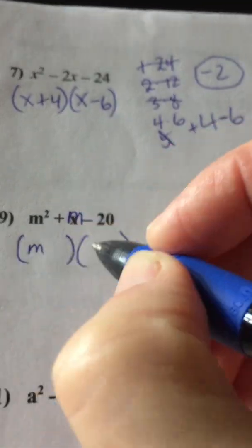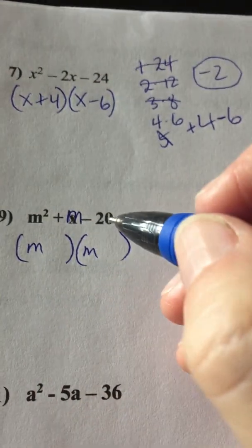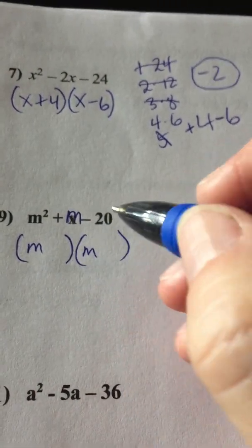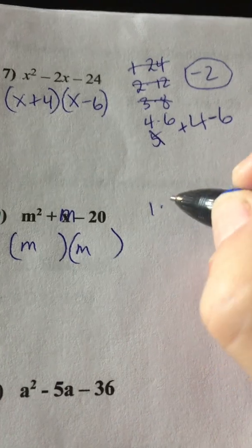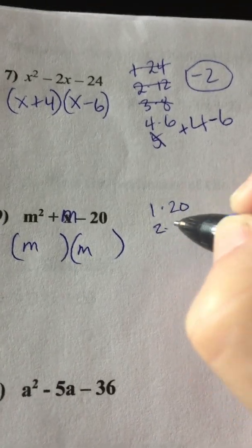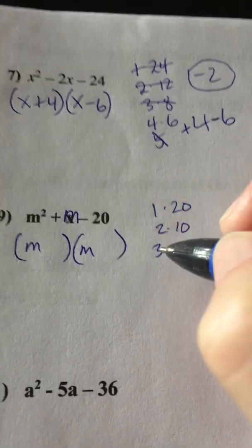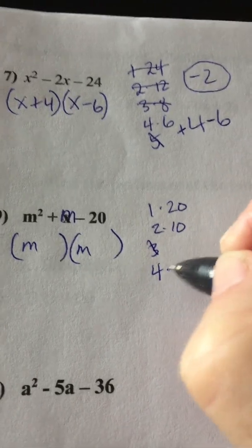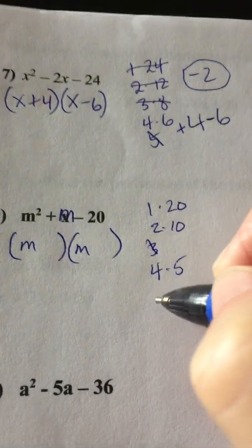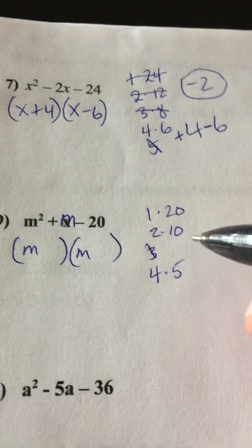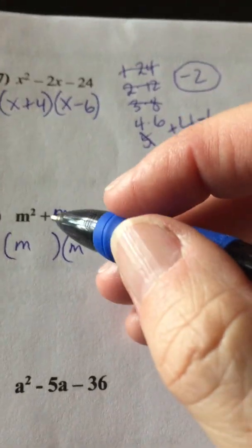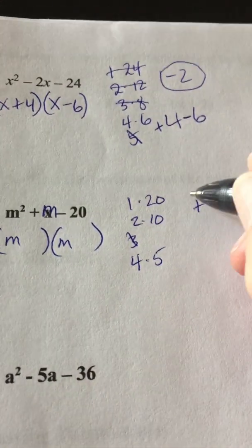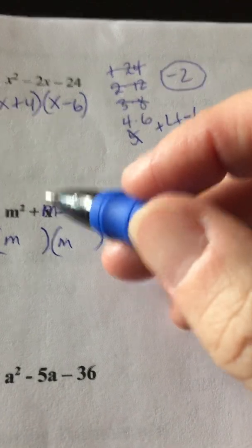I have an m and an m. Let's see. And then I need two numbers multiplied to give me a 20. So let's make a list. 1 times 20, 2 times 10. 3 will not go evenly into 20, 4 times 5, and 5 I've already used. So these are my three possibilities. What is the number in front of that m? It is a positive 1. So that's the number I'm looking for in the middle, a positive 1.